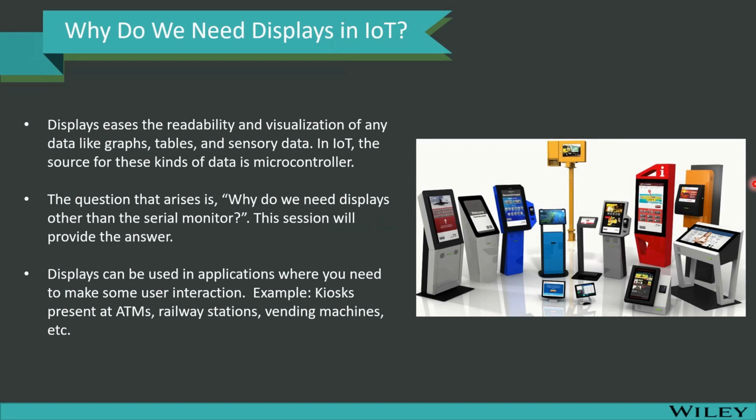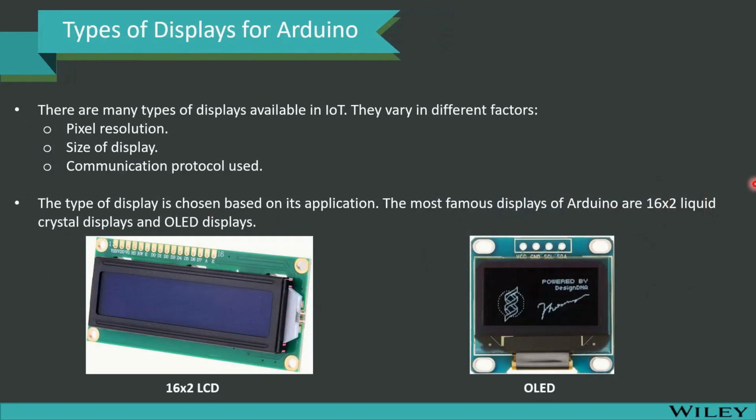The question that arises immediately is, why do we need displays other than the serial monitor? This session will give you a clear idea about why we need that. The displays can be used in applications where you need to make some user interaction. For instance, the kiosks present in ATMs, railway stations, and vending machines are simple examples.